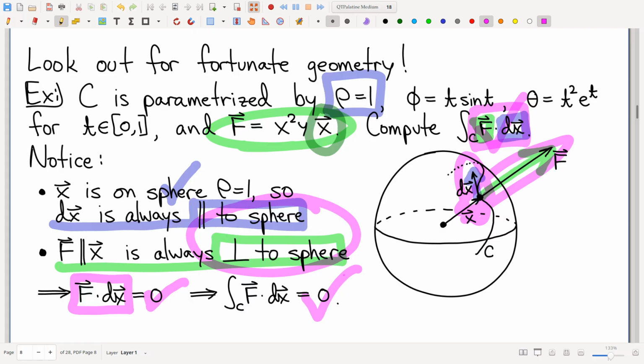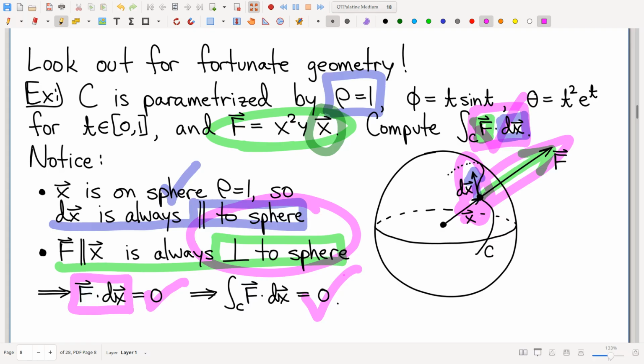Yeah. So f is a scalar multiple of the position vector. Right? Is that part cool? Yeah. The position vector, well, here it is. It's the x vector from the origin to your location. And the origin happens also to be the center of this sphere.